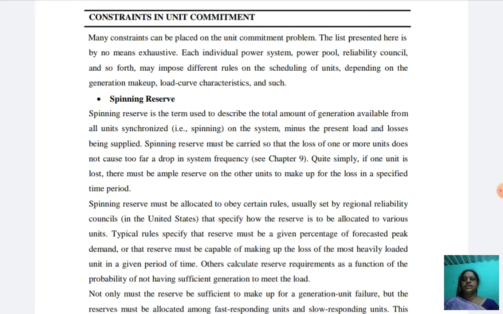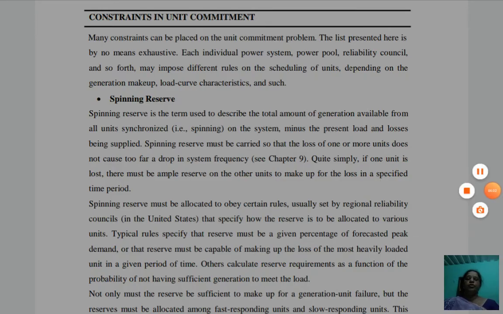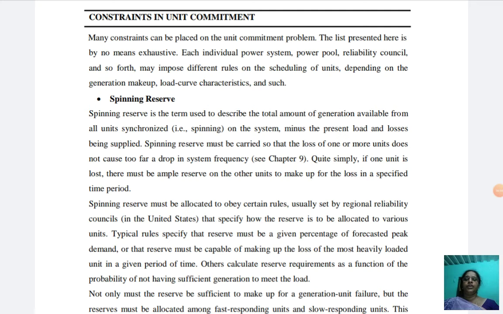The first constraint is spinning reserve. Second constraint is thermal constraints. Third one is the other constraints. Totally three types of constraint are there. Many constraints can be placed on the unit commitment problem. Here we studied only these three unit commitment constraints.